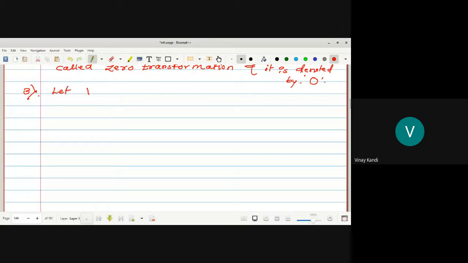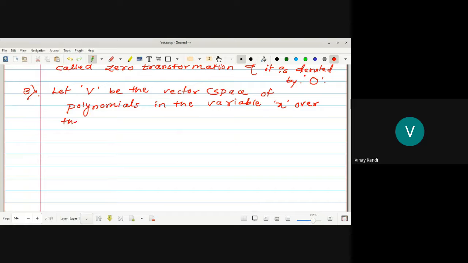Let capital V be the vector space of polynomials in the variable x over the field capital R. Let the functions f of x and g of x be two elements belonging to capital V over R. f of x is a polynomial, g of x is a polynomial, belonging to V over R.